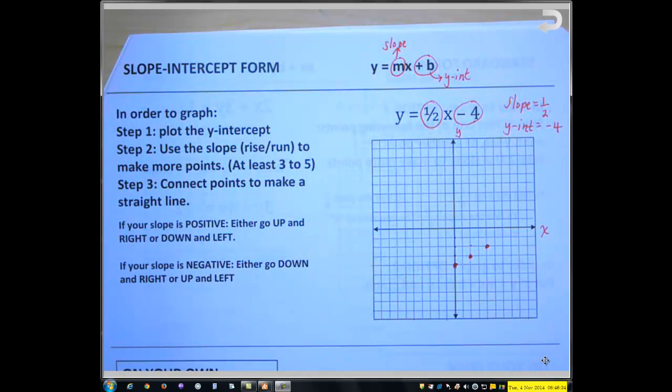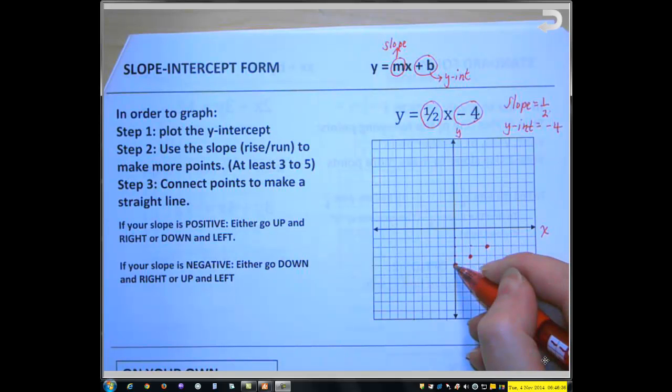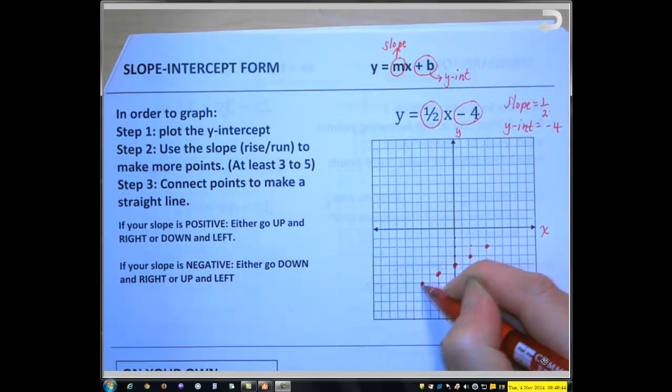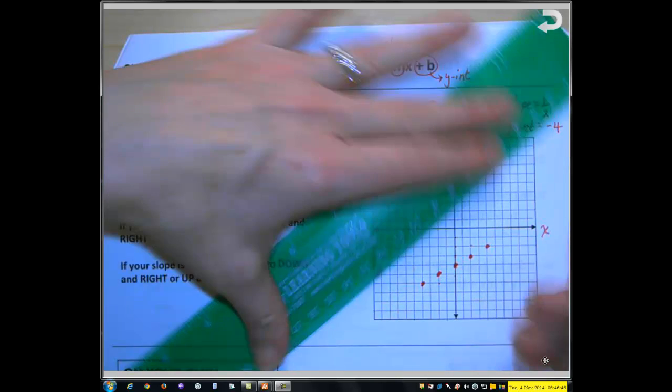Okay, let's see how you did. We could go up 1 and right 2, or we could go down 1 and left 2. Down 1 and left 2. And this is what your line would look like.